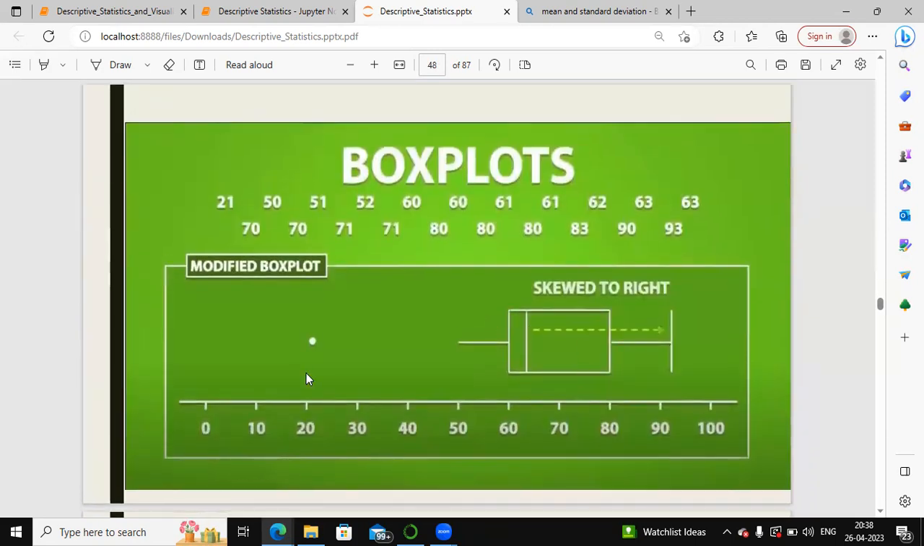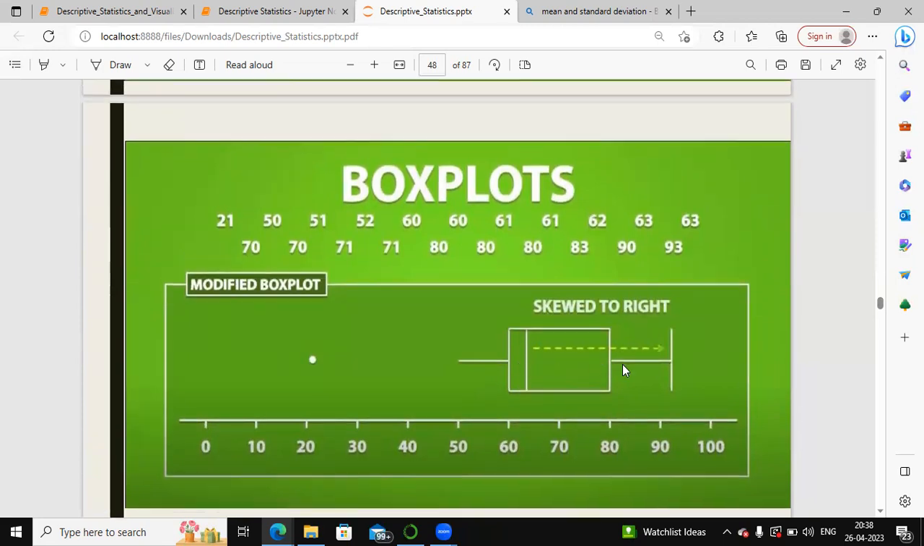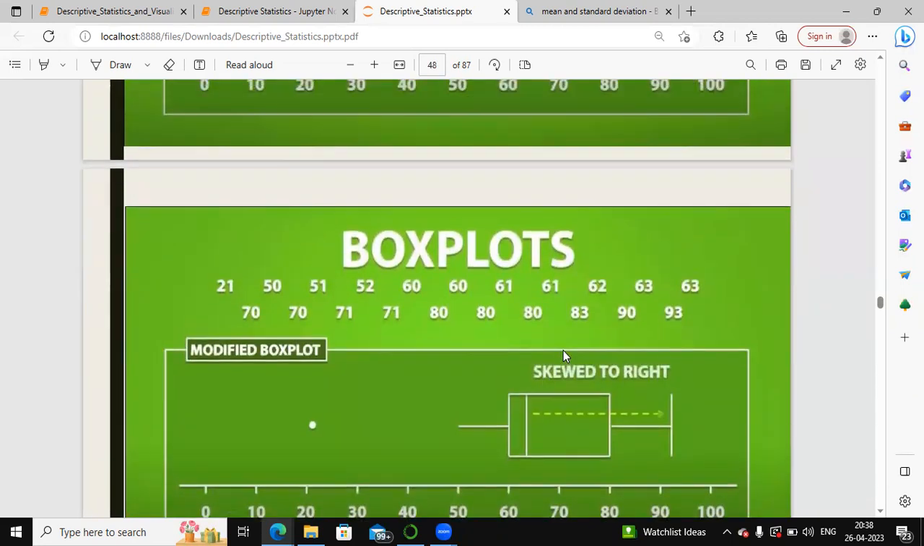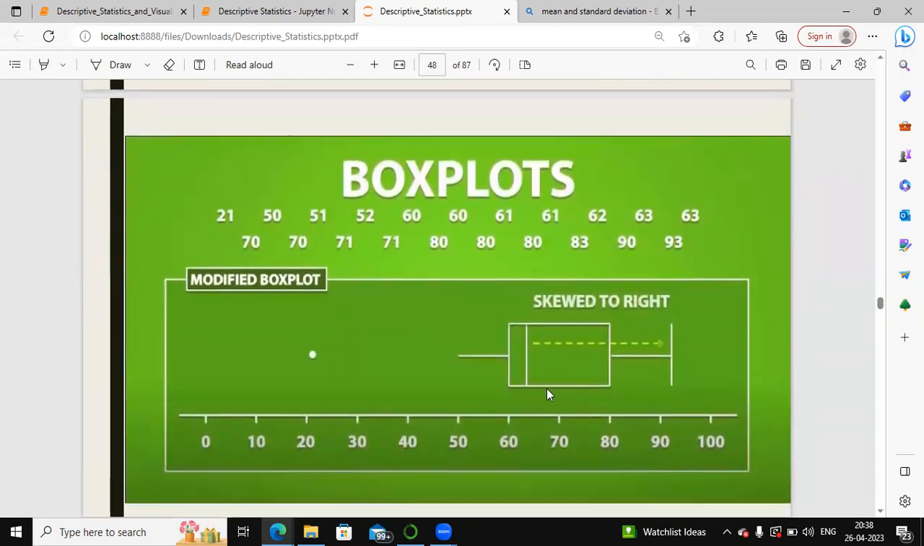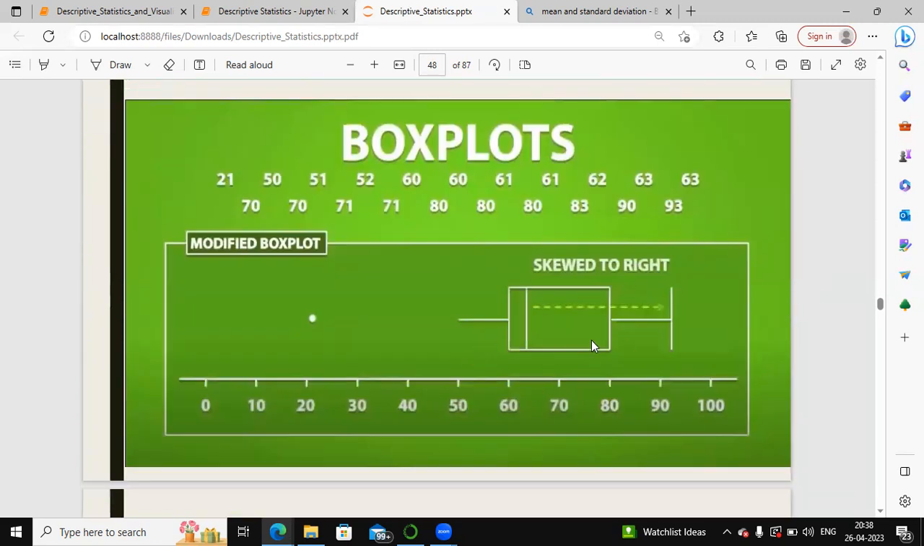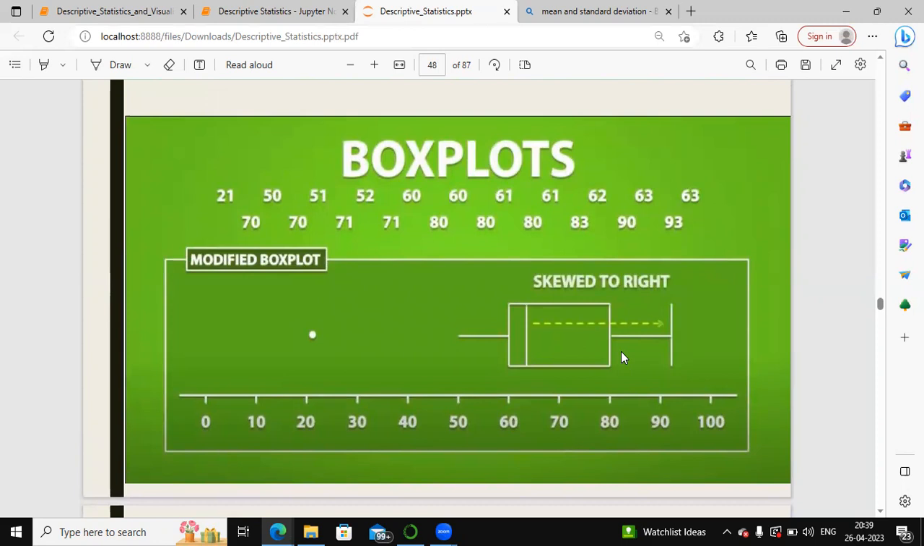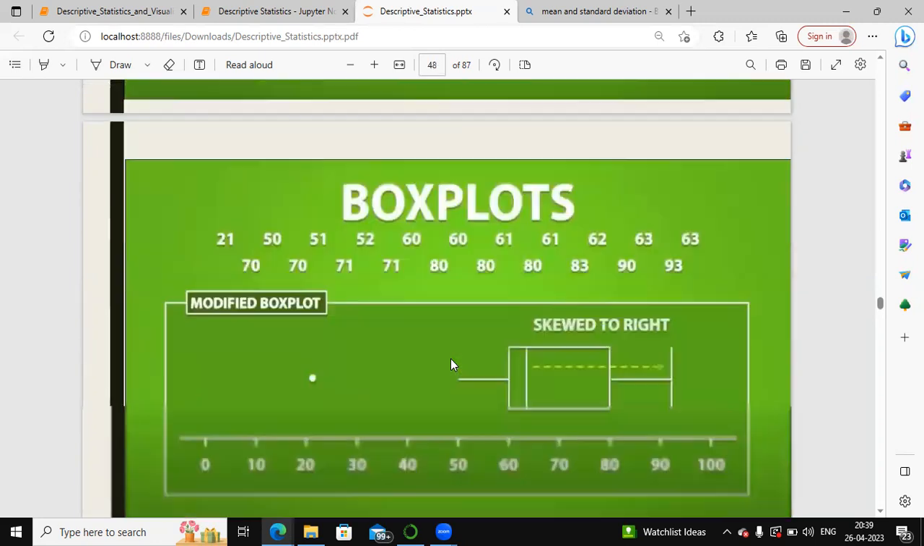Now let's remove this outlier from our data. And if you see now, it's skewed to right, because the higher data points are having influence over our mean and median. Those higher data points are making sure that this comes out to be right skewed. So in this case, skewed to right means mean is greater than median, and skewed to left means mean is less than median.